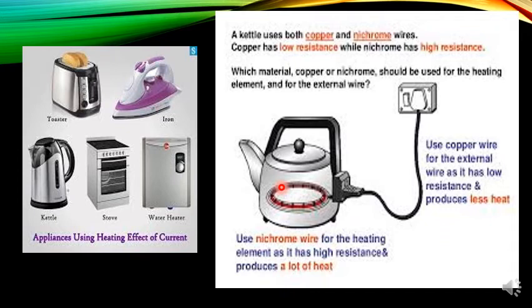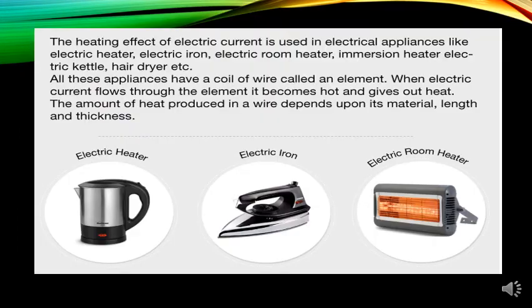So hope it is clear to you all. Why are heating coils made up of nichrome? It is because of its high resistance. And why are connecting wires made using copper? Because of its less resistance. So hope it is clear to you all which are the appliances that work on heating effect of electric current and what the heating coils in those appliances are made up of. You should know the heating coils are made up of substances which have very high resistance and very high melting point. If you remember this, you can understand the heating effect of electric current very easily.